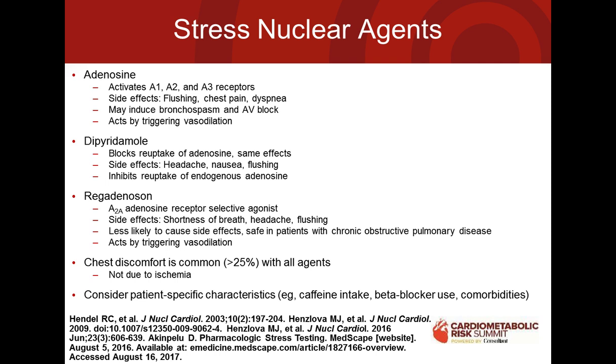If you are going to perform nuclear testing and your patients can't get on a treadmill and you need to do pharmacologic testing, you've got a couple of different agents to choose from: adenosine, dipyridamole, regadenoson. They all functionally end up doing the same thing, which is to increase the endogenous levels of adenosine in order to facilitate coronary vasodilation. The one that stands out with regadenoson is that it is specific to an A2A adenosine receptor, which reduces the risk of bronchospasm and makes it the better choice in patients that have COPD.